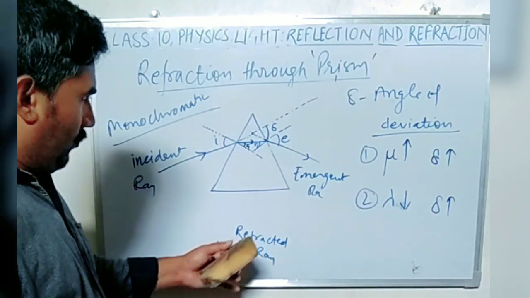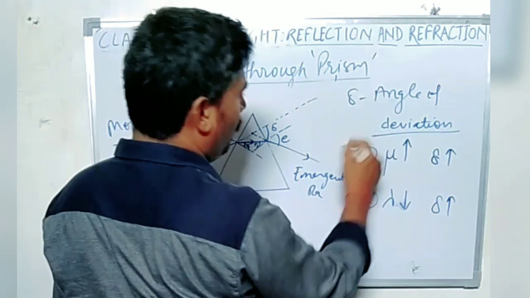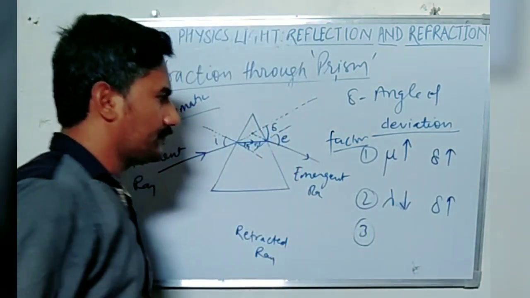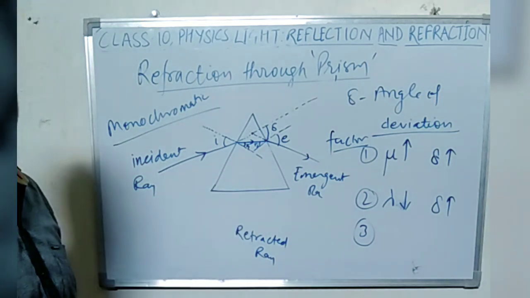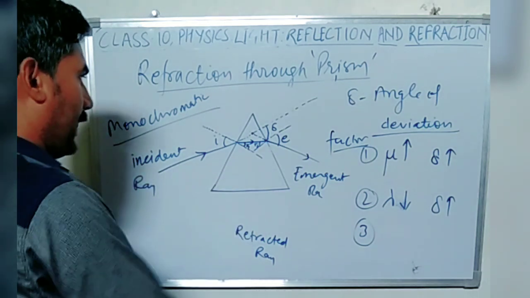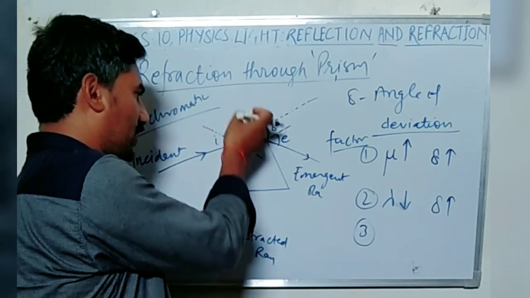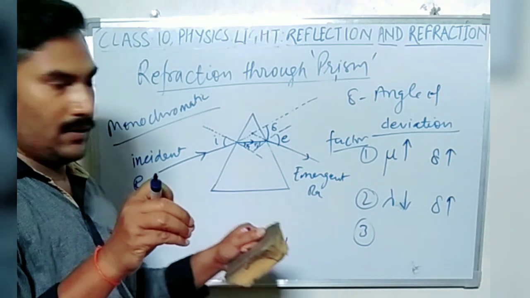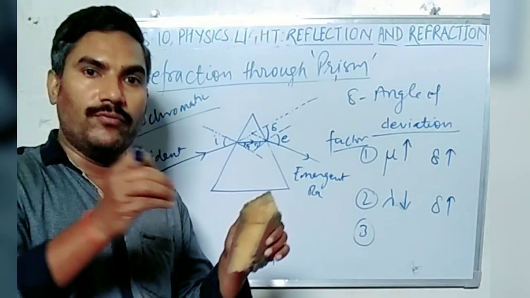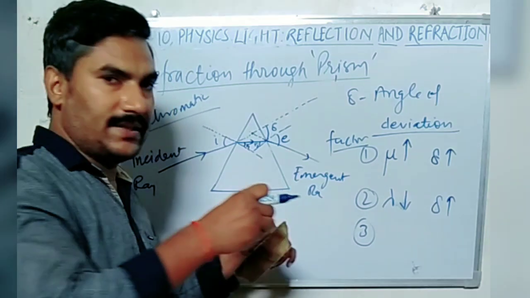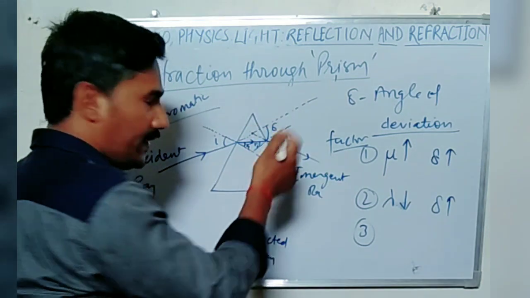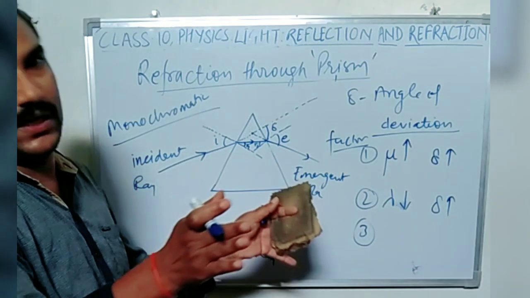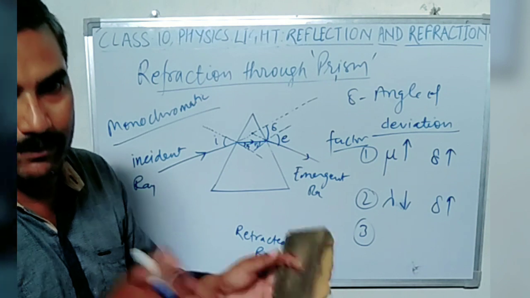Now, what is the next factor on which this angle of deviation depends? Obviously, temperature. With temperature, what happens? When we increase the temperature, the surface molecules or molecules of this prism will be moving around. Meaning if they get energy, they will move here and there. And if they get kinetic energy and are displaced from their position, the medium becomes comparatively rarer.